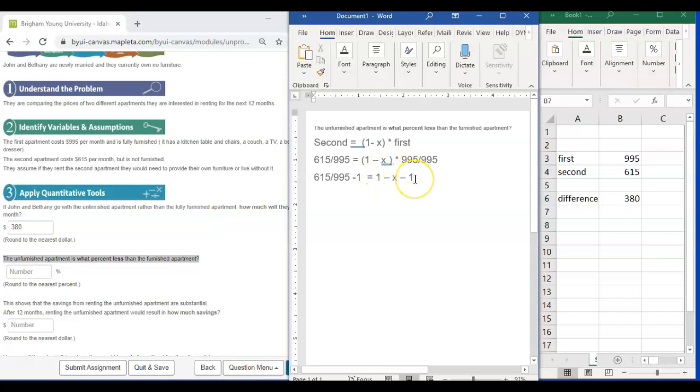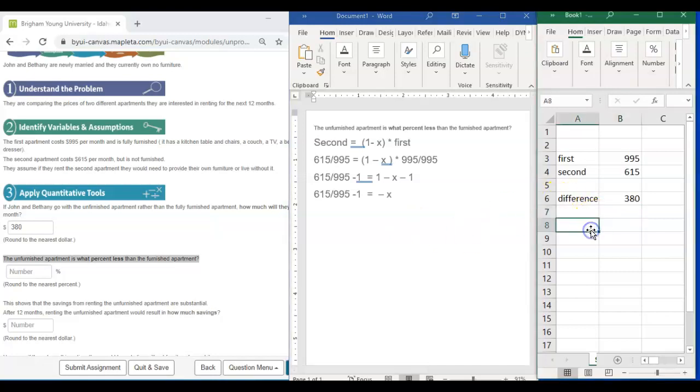1 minus 1 is 0. 0 minus X gives me negative X. So I'm going to just press copy and paste here and get rid of the 1 minus 1 because that becomes 0, and I'm left with negative X. Now the last thing I need to do is just divide by a negative.